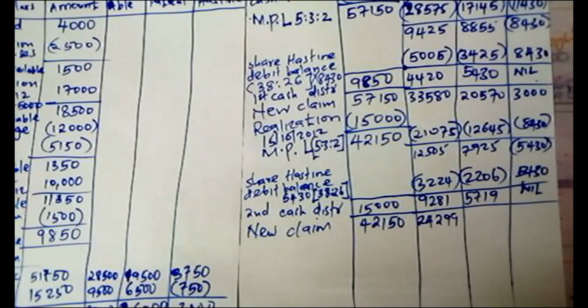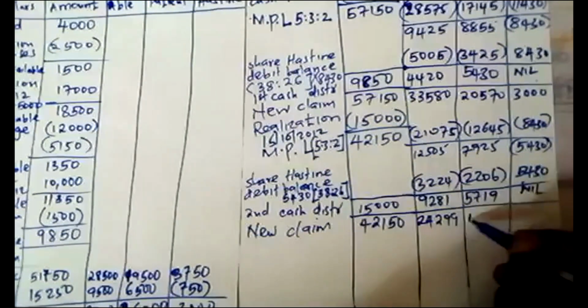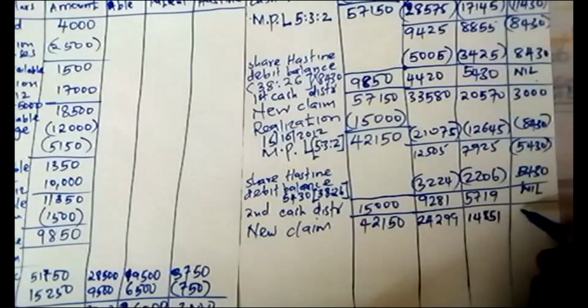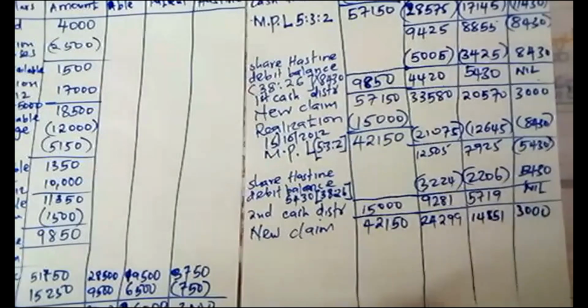So now you take 20,570, that was the claim which was there, then you minus what Patient has received, which is 5,719. That gives 14,851. So remember, this one will remain to be 3,000 because it's 3,000 minus nothing, since Hastings has not received anything. So that is fine.